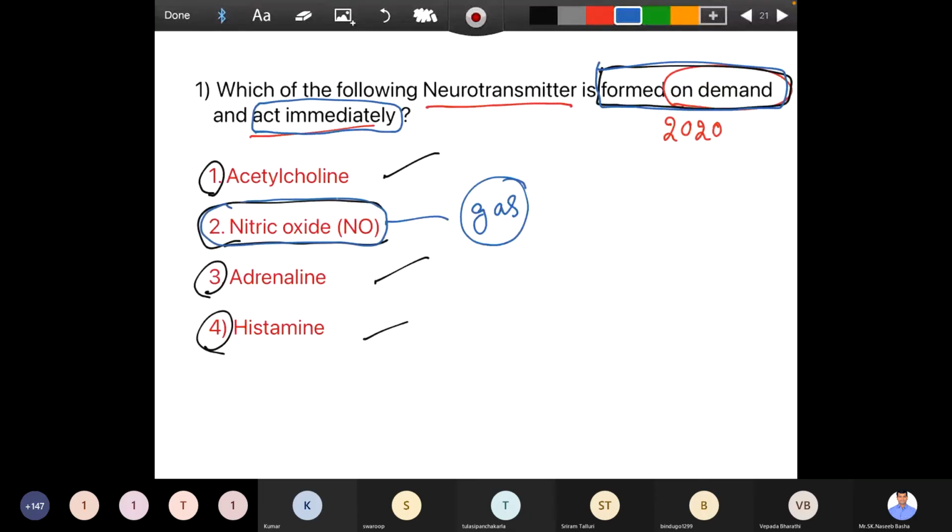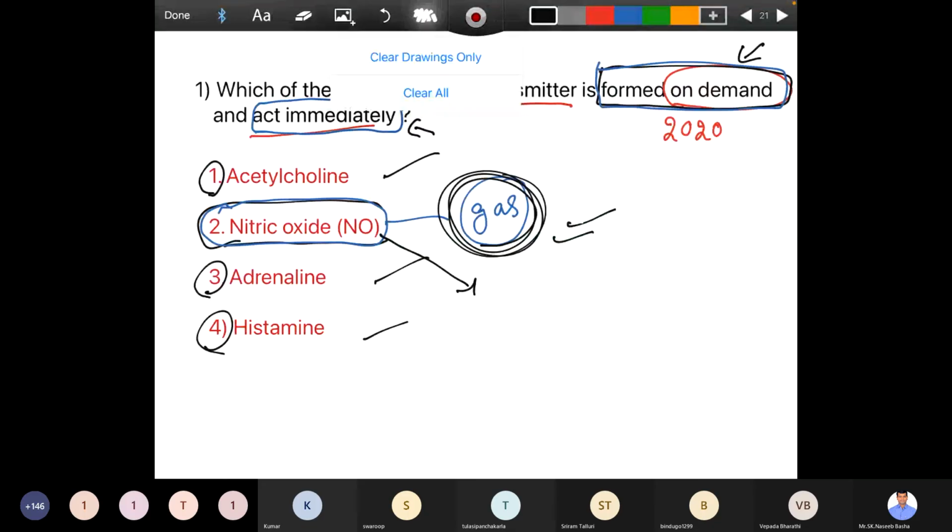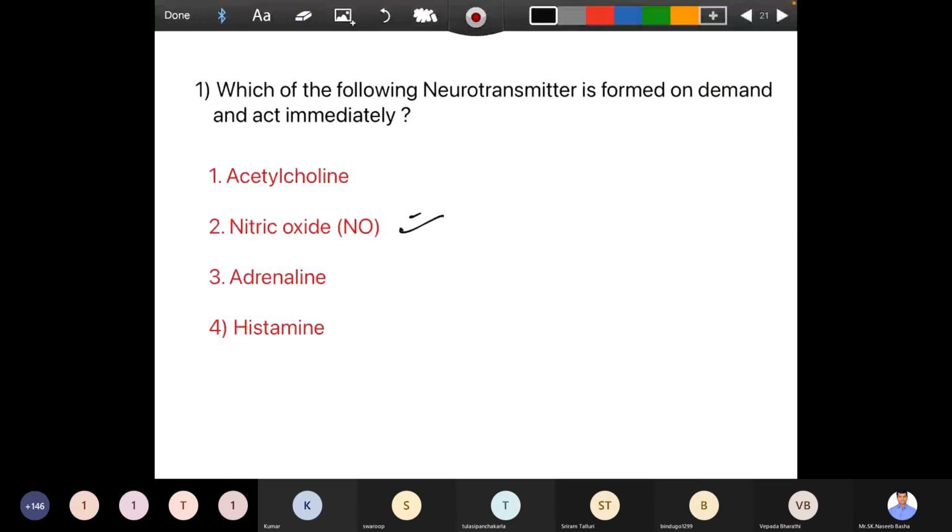In fact, researchers were amazed. Researchers were surprised to see that nitric oxide can act as a neurotransmitter. They thought a gas cannot act, but it is acting. So you need to understand this. Everyone knows nitric oxide is a gas. So you cannot store it. It has to be formed on demand and act immediately. So this one becomes your answer. So again, logically you need to think. If you think, you will get this answer.